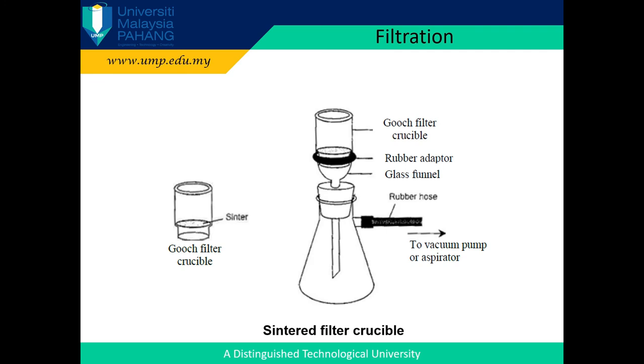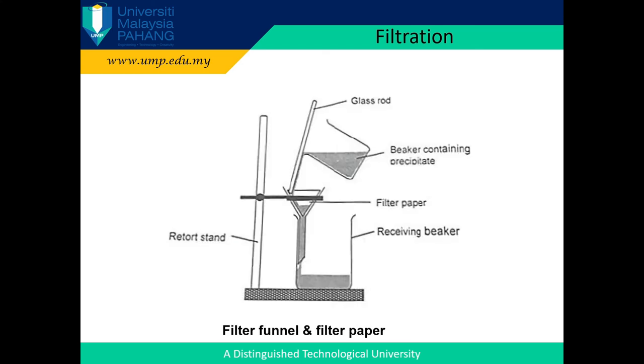Last apparatus is used for filtration. There are 2 types of apparatus, which are the sintered filter crucible, where you will need to set up the apparatus and connect it to a vacuum pump. Another type is using a filter funnel and filter paper. Be aware of how you transfer the chemical from the beaker into the filter funnel to avoid any spillage.